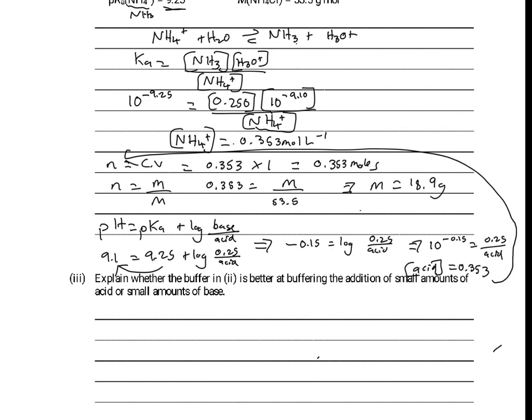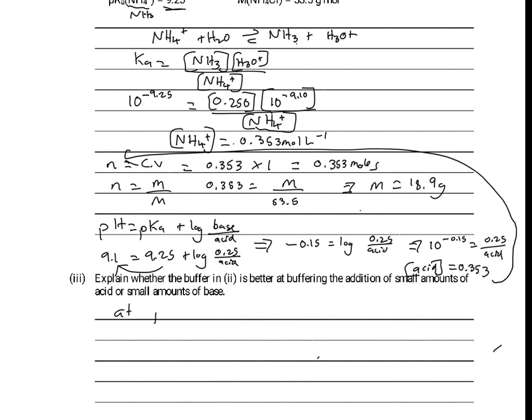Alright, part 3. Explain whether the buffer in 2 is better at buffering the addition of small amounts of acid or small amounts of base. So, what I need to stress here is you don't compare the pHs to 7 and say that because the pH is 9.1 there's too much base, and that's what a lot of you actually did.